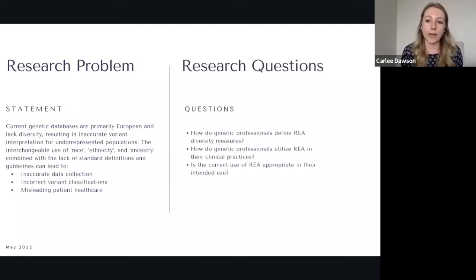For our study, we wanted to evaluate how genetic professionals define and utilize this information effectively within their practice to help guide future guidelines. So we asked, how do genetic professionals define these terms? How do they use it within their clinical practices? And also, is the current use of race, ethnicity, and ancestry appropriate for their intended use?